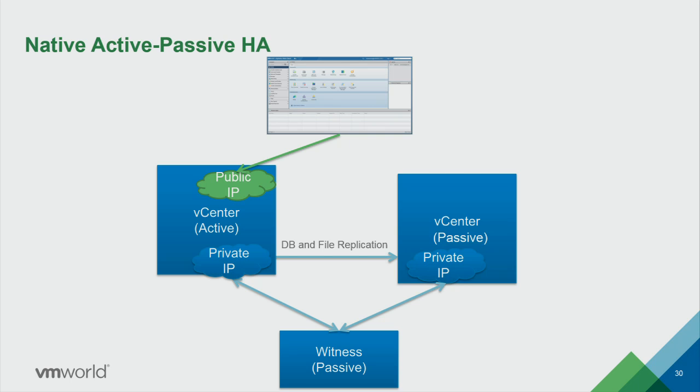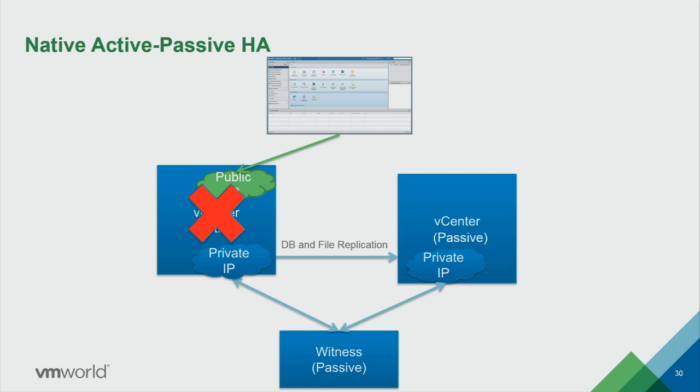Essentially, when a failure happens, we want that failure to be detected automatically and the failover to happen, so that the passive becomes the active and the public IP moves to the passive, and the clients continue to see vCenter as the same vCenter. So let's simulate that scenario.